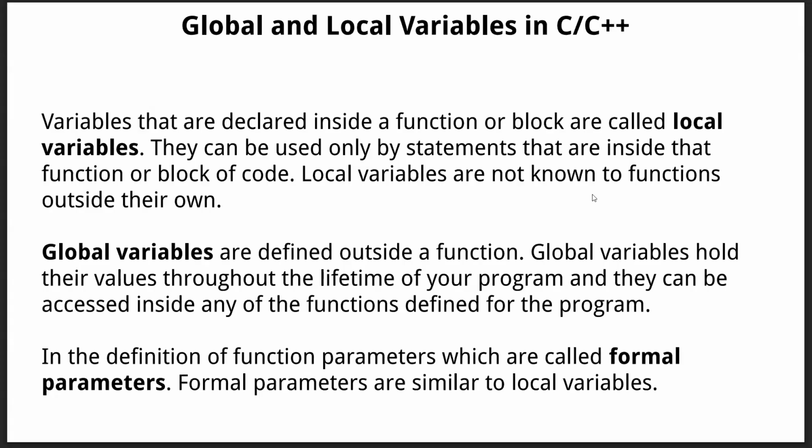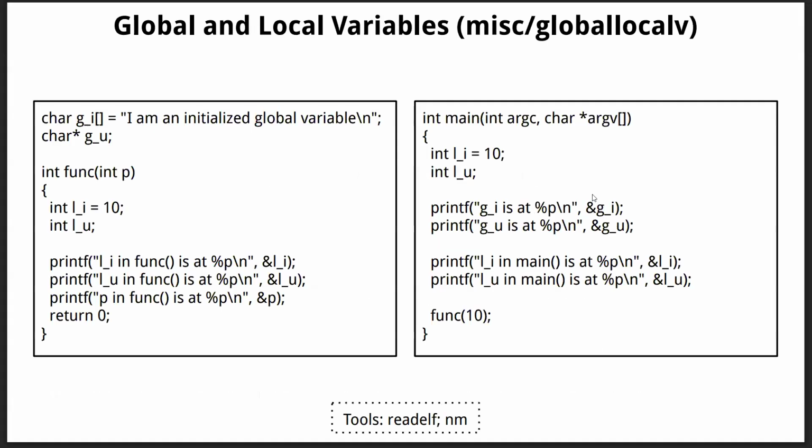Then we have parameters. Parameters can actually be stored where local variables are stored, but for 64-bit versions, we also use registers to store formal parameters to make things a little bit faster. We will see more examples of that. So this is the first example we are going to see today.